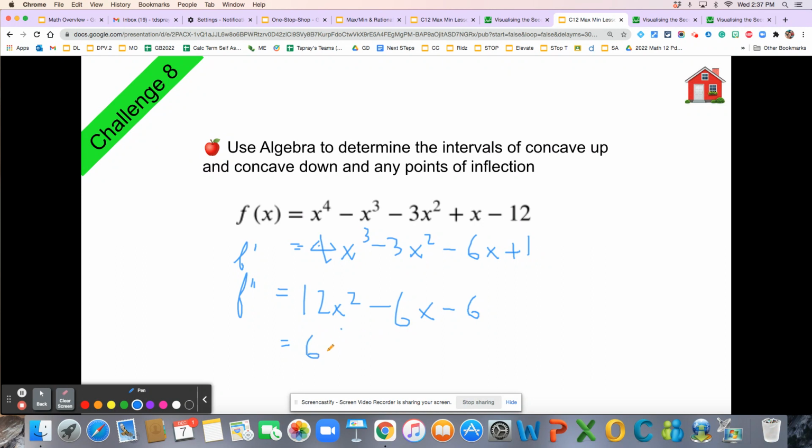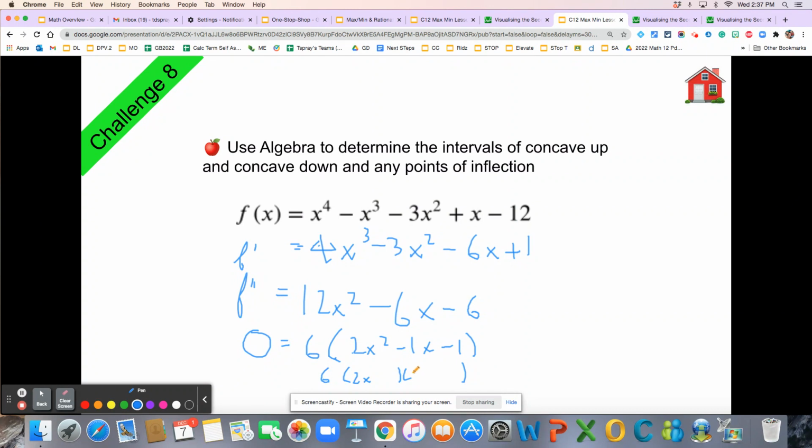We're going to take out a 6 now to factor, because remember what we're doing. We want to figure out where the second derivative equals 0, because this is going to help us find the spot where the points of inflection are. So it's going to be 2x squared minus x minus 1. I need to factor that. So we're going to have 2x. Doesn't look like I have a lot of options here. I need two numbers that multiply to -2 and add to -1.